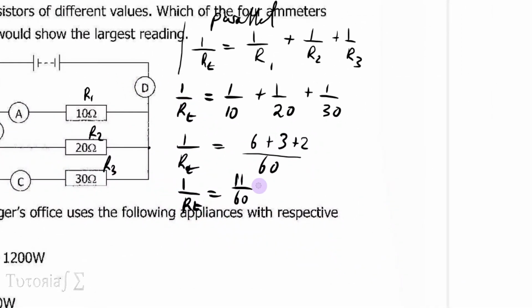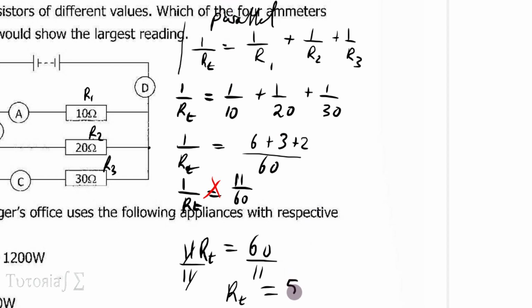So when we cross multiply here, we're going to have 11 times the total resistance equal to 60. So 60 times 1 will be 60. Now from here we can divide by 11 on both sides, so this cancels, and the total resistance is approximately 5.45. Resistance is measured in ohms, so we put ohms. So that is the total resistance in this case.